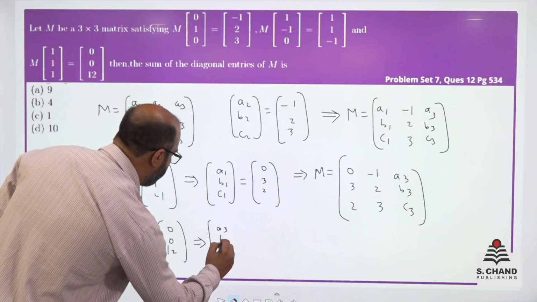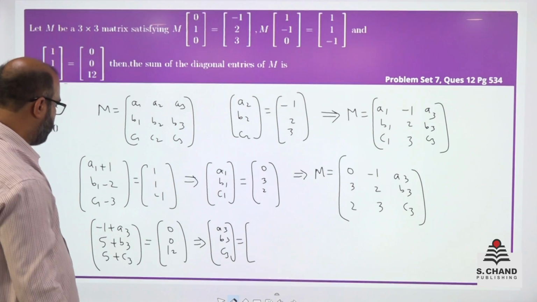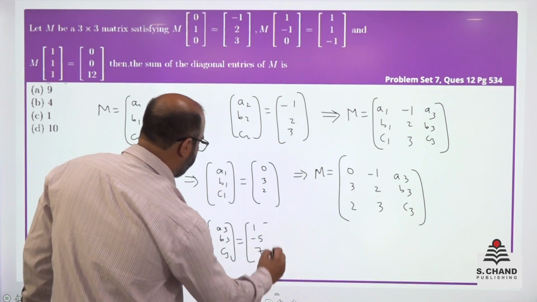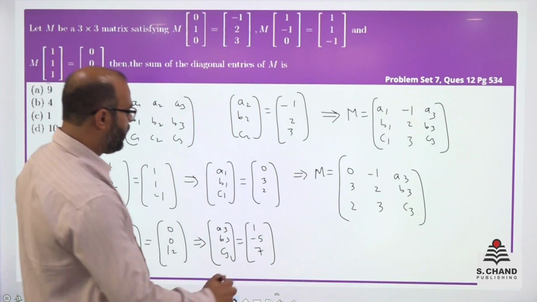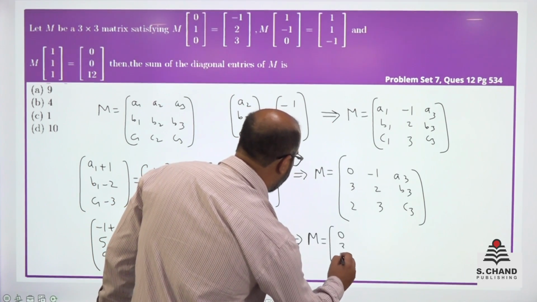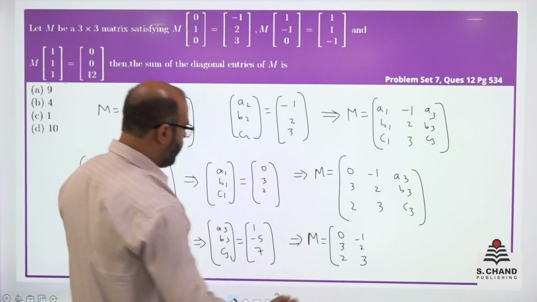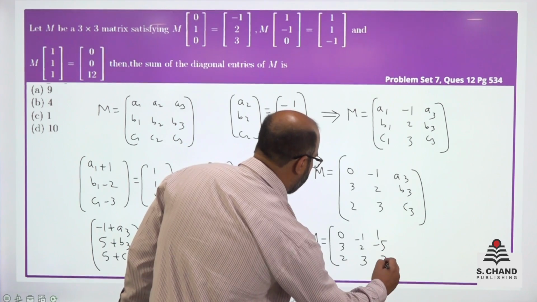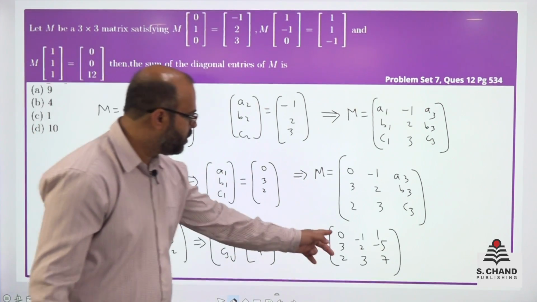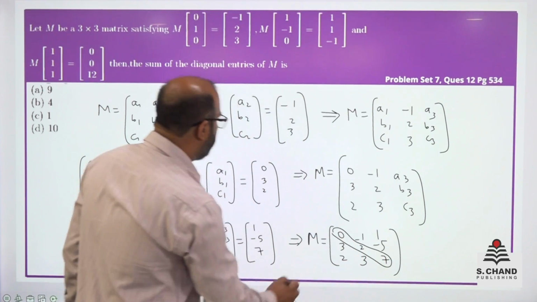So from here, we get the values of A3, B3, C3. So A3, B3, C3 is 1, minus 5 and 7. So M is finally equal to 0, 3, 2, minus 1, 2, 3, 1, minus 5, 7. So the sum of the diagonal entries of M is 0 plus 2 plus 7, which is actually 9.